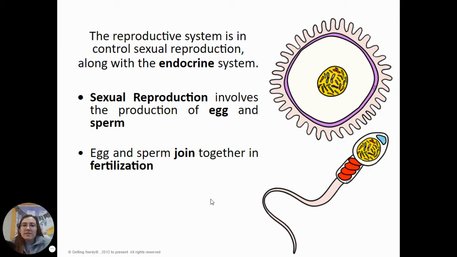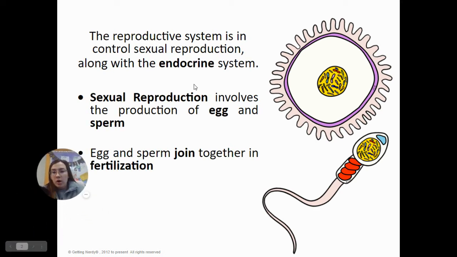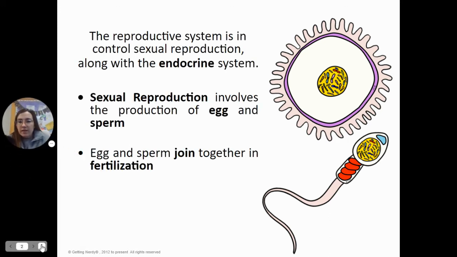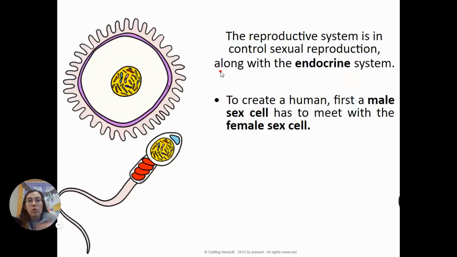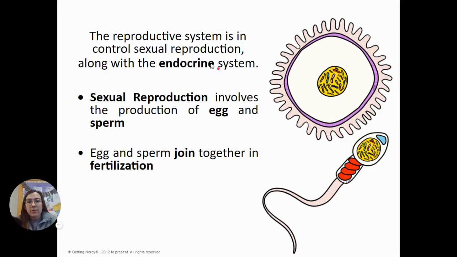What you need to know is that the reproductive system is in control of what we call sexual reproduction, okay? It is partnered with the endocrine system in doing this. And my sweet friends, when we are talking about reproduction, we're talking about making human babies, okay? So reproducing our species, having new offspring. So that is our goal here.